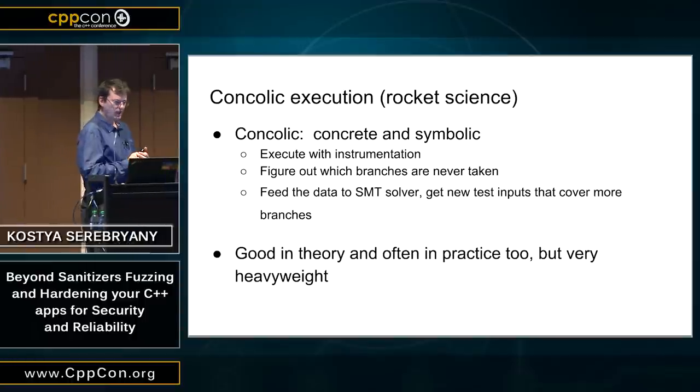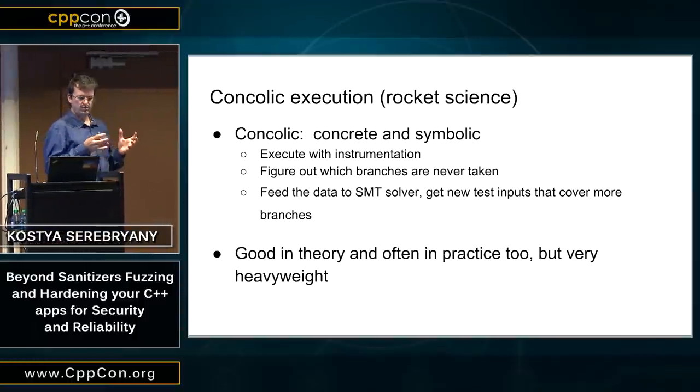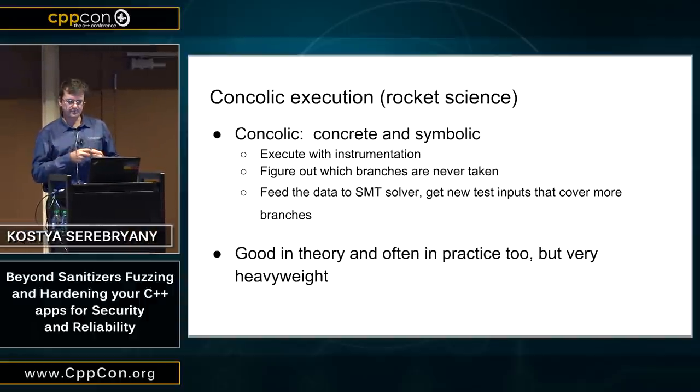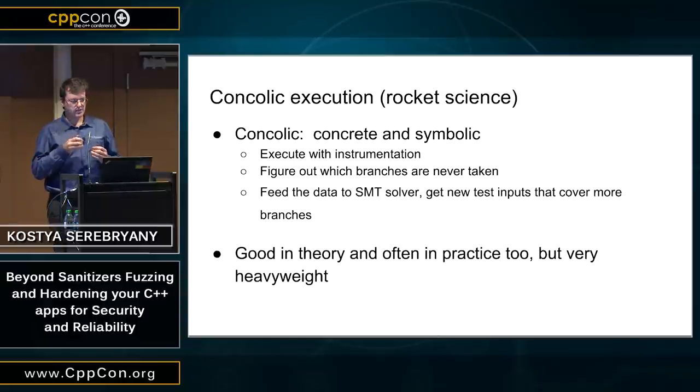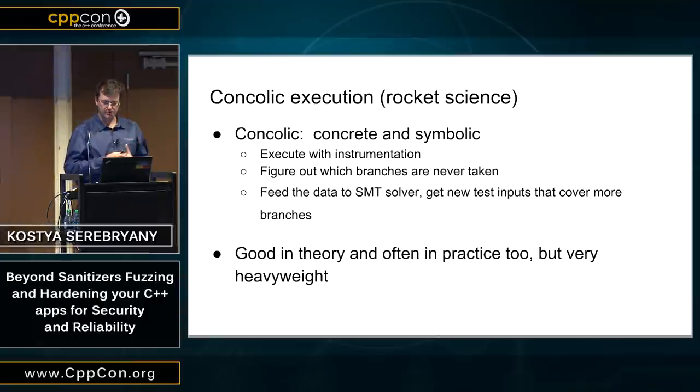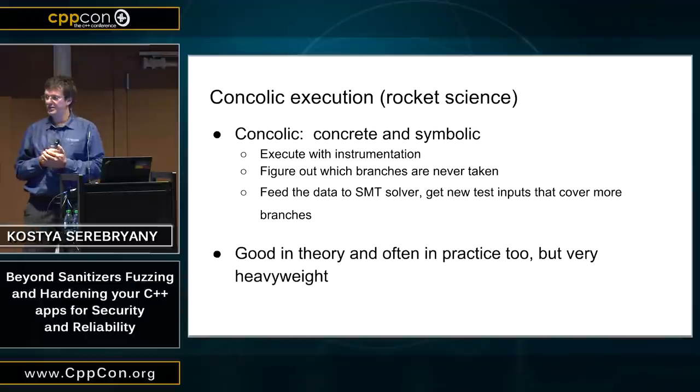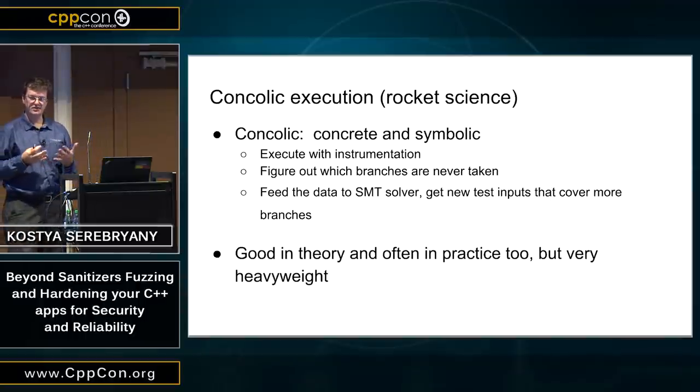So what is that? We take the application, we instrument it with some kind of tracing, execute it on a particular test input, and record the trace. Then we need to figure out which branches, which paths in the application were never taken. And we want to actually execute those paths by providing new test inputs. So we feed this data we collected into the constraint solvers, and this is the rocket science part of the process. And the constraint solvers give us back the modified test inputs that have a good chance to trigger new paths in the program. This is a great thing in theory, and in fact, we now see great results in practice. It works. This is not just theory.